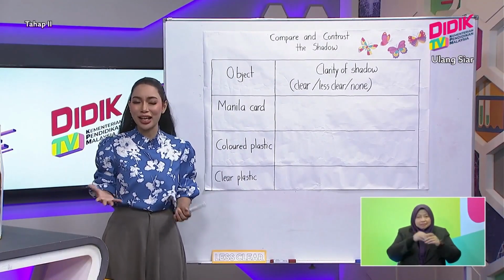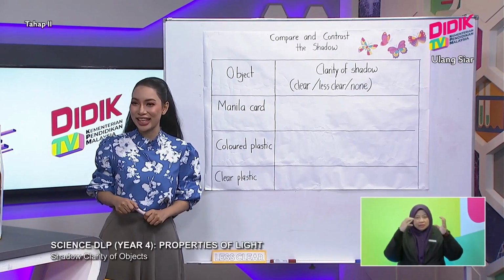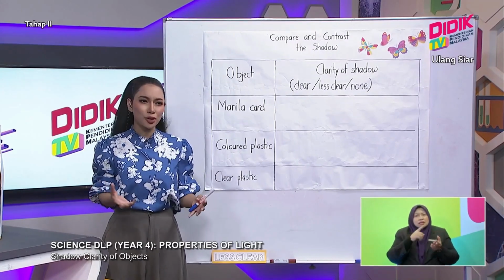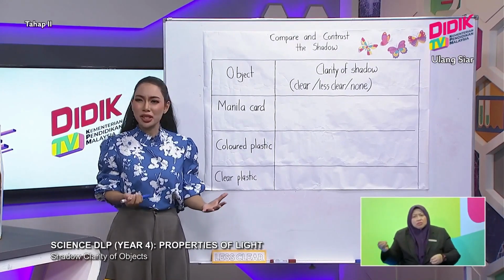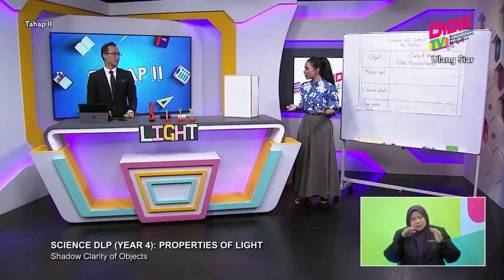And for this segment, I have a question to ask Mr. Quek, our science DLP teacher for today. Now, Mr. Quek, there are some cases where I see objects. They have shadows, but some shadows are not clear, some are less clear. What is it about that? Why is it like that?